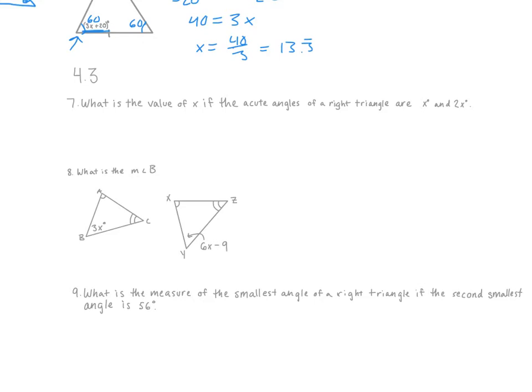Okay, let's look at number 7. What is the value of x if the acute angles of a right triangle are x and 2x? Casey. Perfect. So remember, the acute angles of a right triangle will add to give you 90 degrees.